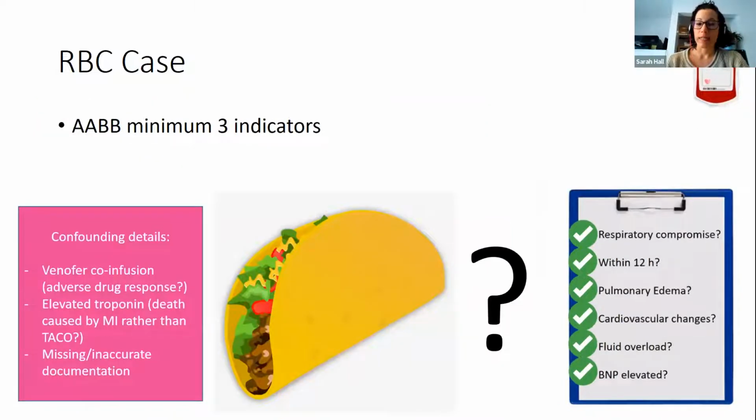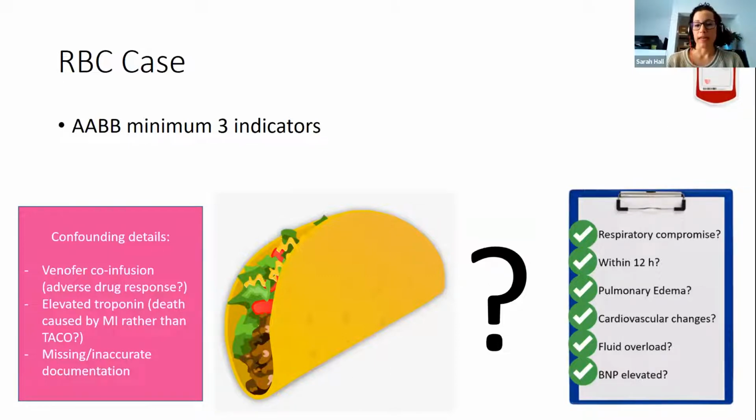Now, we did indeed meet those three indicators, so we definitely would call this a TACO, but here are some confounding details that we should also consider. There was a Venofer co-infusion. So are we actually looking at an adverse drug response, as in not a response to the transfusion, but rather to the Venofer? There was an elevated troponin. So was the death actually caused because this patient was having an active MI rather than a TACO?